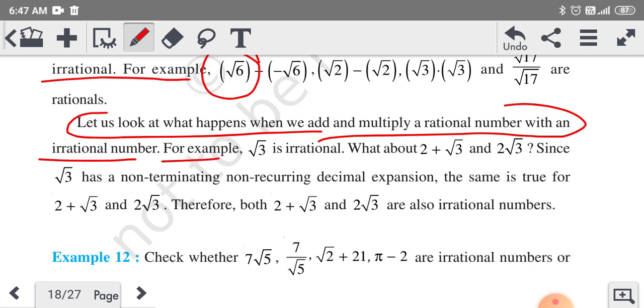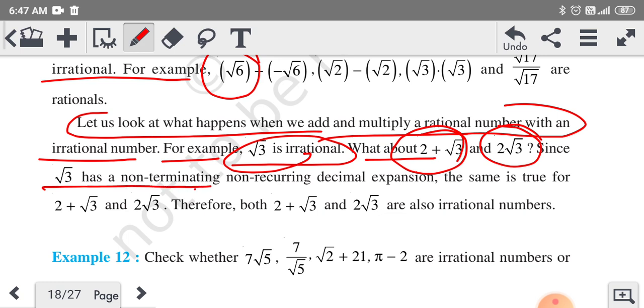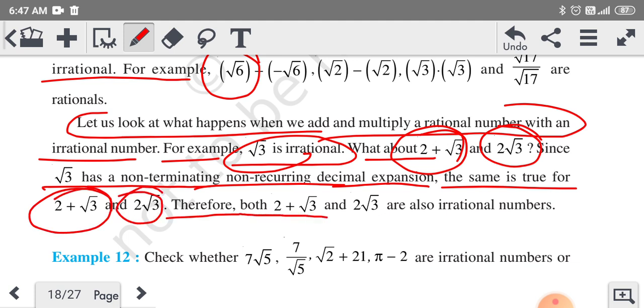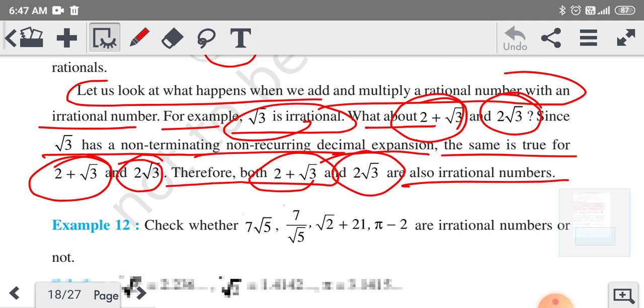For example, √3 is an irrational. What about 2 plus √3 and 2√3? Since √3 is a non-terminating, non-recurring decimal expansion, the same is true for 2 plus √3 and 2 into √3. Therefore, both 2 plus √3 and 2√3 are also irrational numbers.